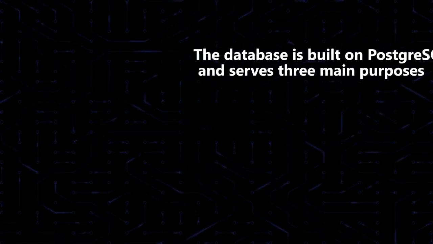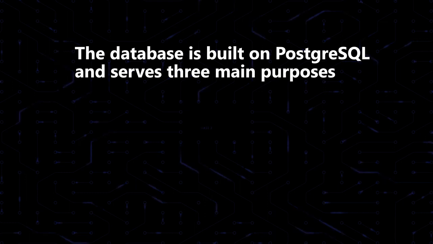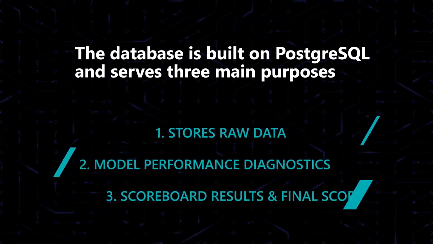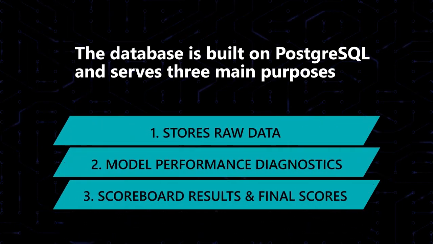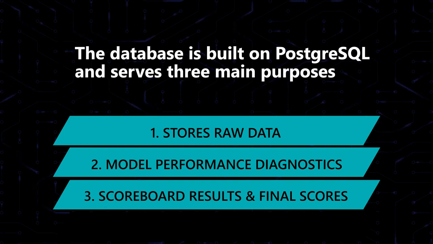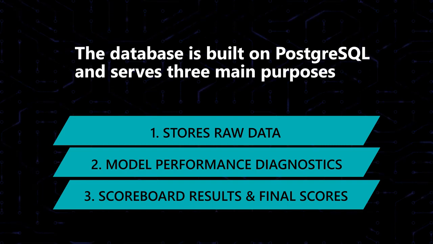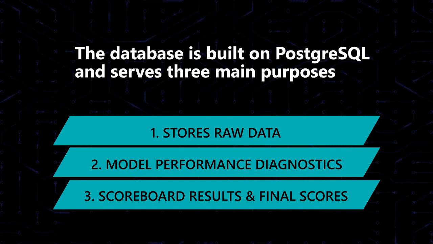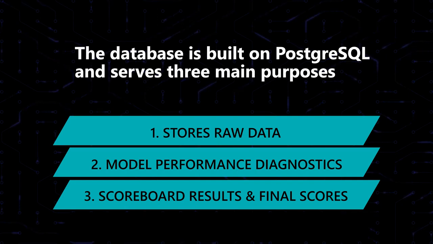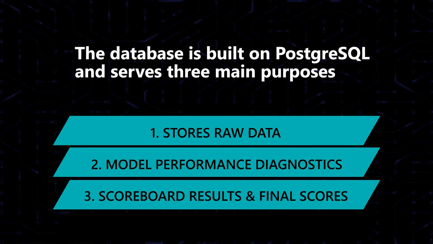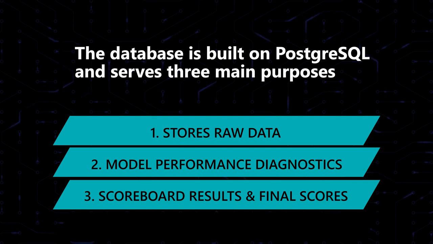The database is built on Postgres and serves three main purposes. It stores the raw data provided by the client as an ultimate source of truth, the model performance diagnostics, scoreboards, results, and final scores, which is the ultimate output we all are expecting from the model.